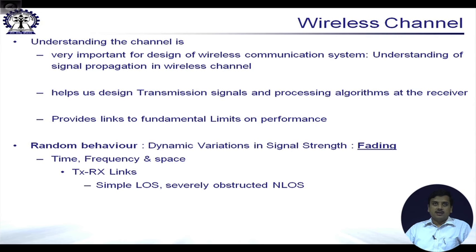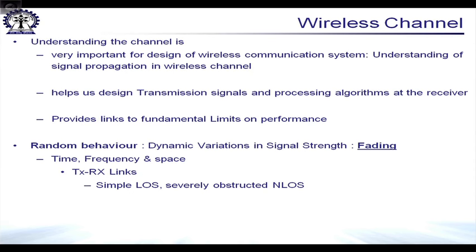The received signal strength varies across frequency. For instance, I am interested in a 900 megahertz band, a little bit to the left of 900 megahertz and a little bit to the right of 900 megahertz, the signal amplitude or signal strength is going to be different. Similarly, space is another important dimension, and for us in this particular course, space is one of the most important dimensions that we will consider. Of course, time and frequency are definitely taken into account.